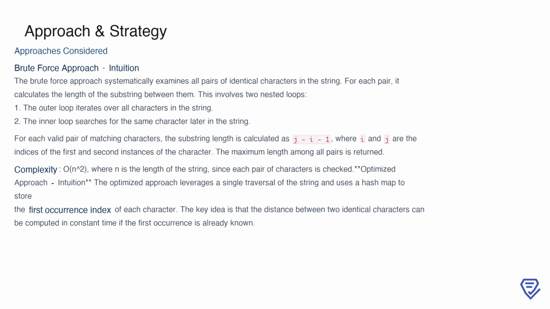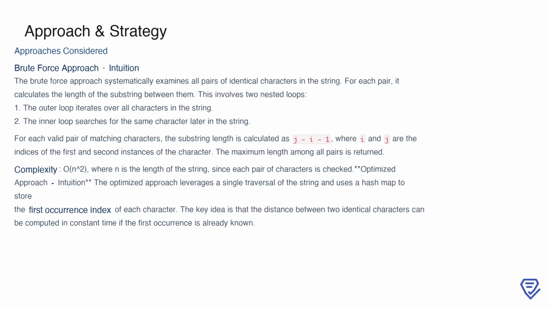To solve this problem, we first consider the brute force approach. The intuition here is straightforward. We systematically examine all pairs of identical characters in the string. Using two nested loops, we check every possible combination of characters. The outer loop iterates through each character in the string, while the inner loop searches for the same character later in the string.